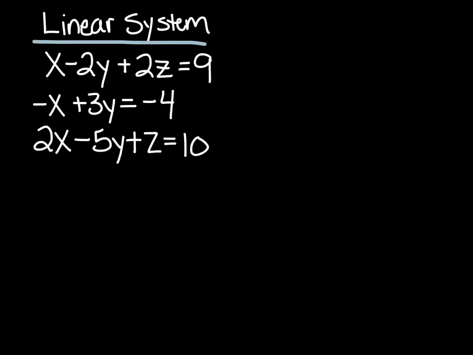It's not really linear, is it? It's planar, but anyway: x minus 2y plus 2z equals 9, negative x plus 3y equals negative 4, 2x minus 5y plus z equals 10. And we're going to organize these numbers into what we call an augmented matrix.